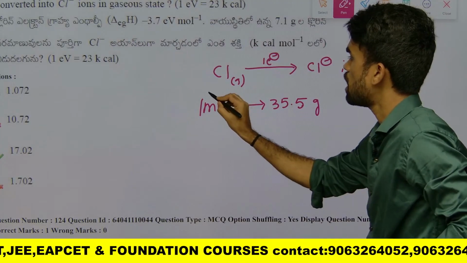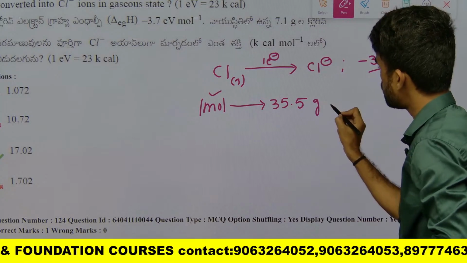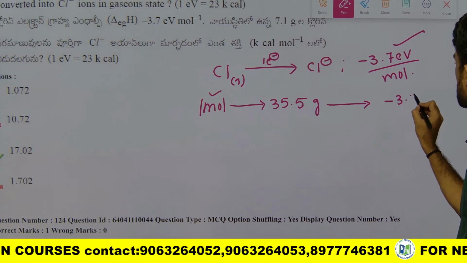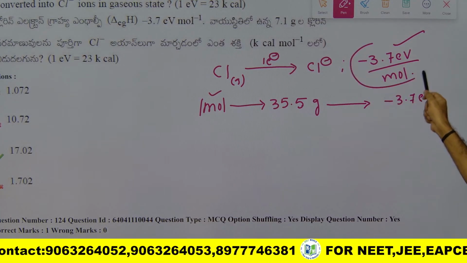Okay, this is the weight of 1 mole of chlorine atoms. So for this many grams, what is the energy release? It is minus 3.7 electron volt. You have to understand this from the given data.